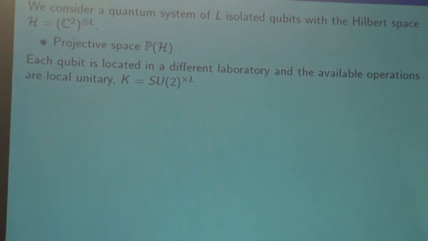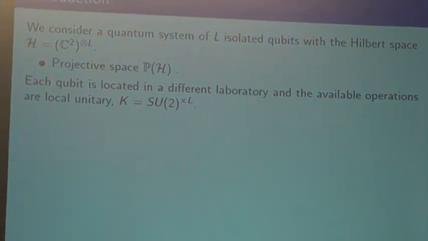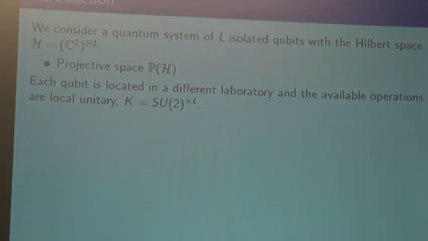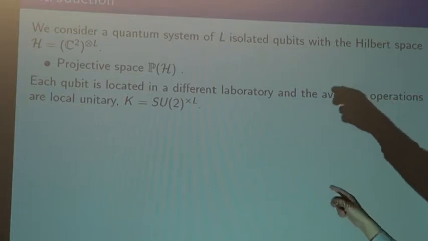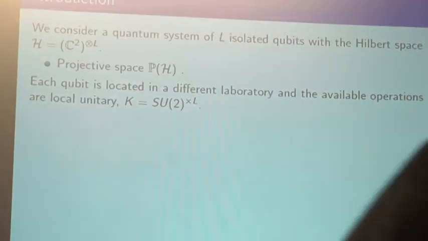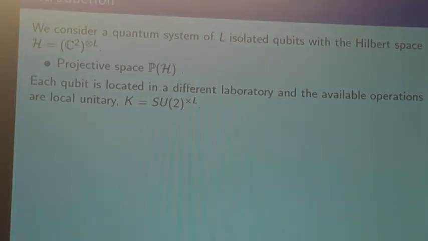What does it mean really at this point, isolated qubits? They are distinguishable. So the implication is the form of the Hilbert space. There's no need for any symmetrization or something. It's just a tensor form.